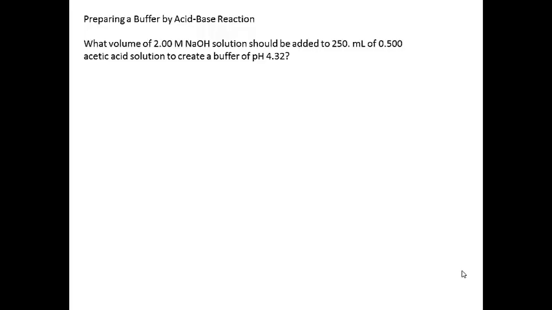We turn now to our final example, where we prepare a buffer by using an acid-base reaction. In this case, we want to know what volume of 2 molar NaOH solution should be added to a 250 milliliter solution of 0.5 molar acetic acid to create a buffer of 4.32 pH, which is the same pH we had a moment ago. Again, we want to end up with a solution that has a mixture of acetate and acetic acid that will lead to this pH.